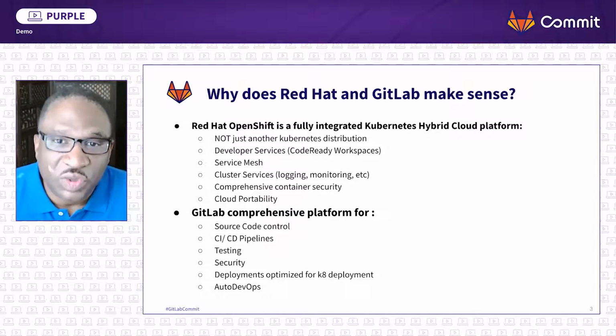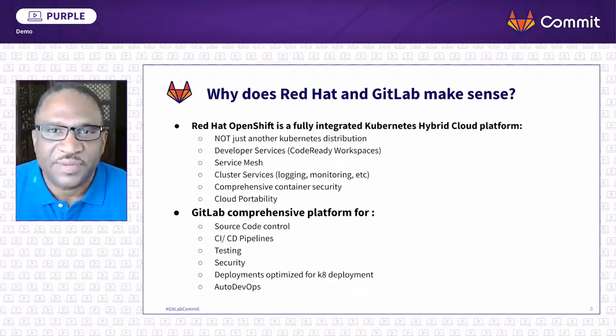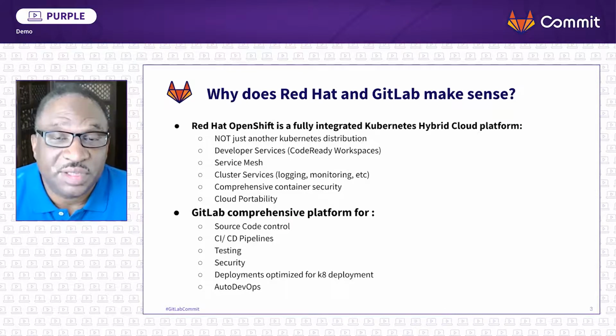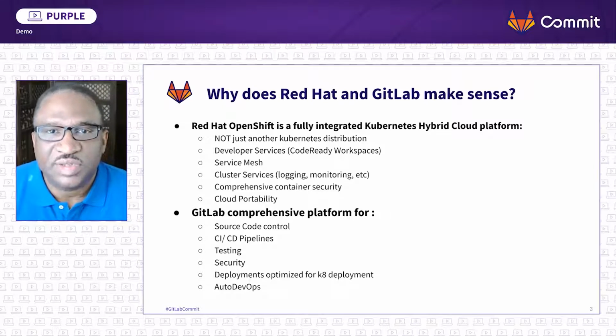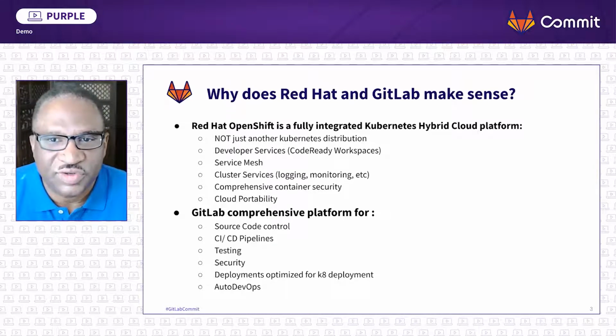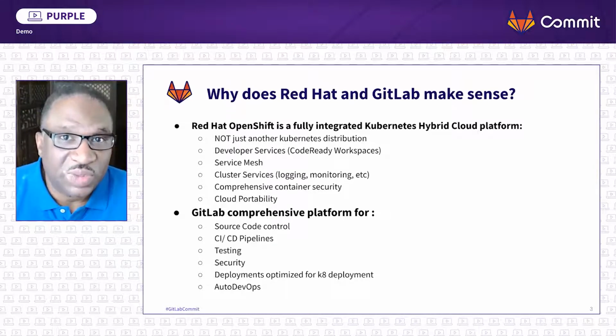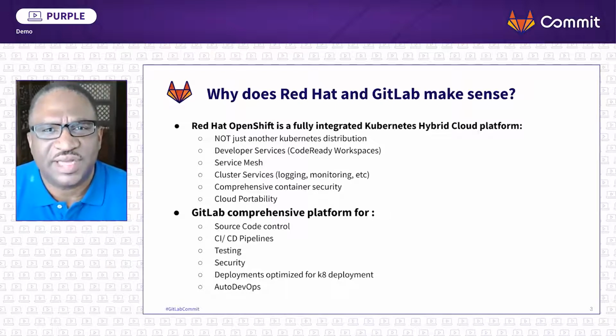For those of you who don't know, Red Hat OpenShift is a hybrid cloud Kubernetes platform. What does that mean? It simply means OpenShift is not just another Kubernetes distro. It is 100% Kubernetes, but it's a lot more.